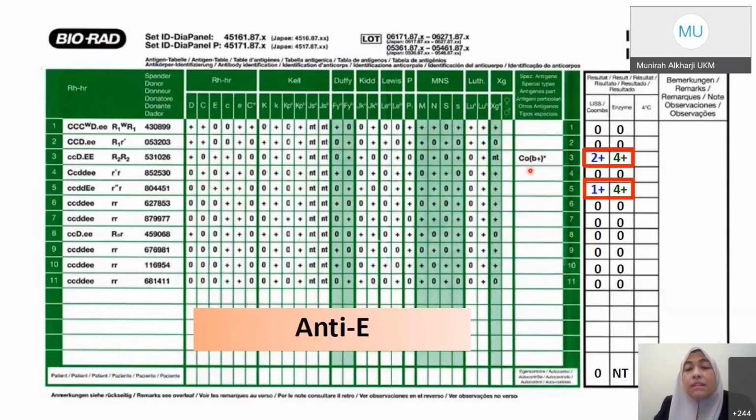So this is an example from our lab. By using the normal panel, the reaction is weaker, 2+ and 1+. When we proceed with the enzyme pepenase panel, the reaction becomes stronger, showing 4+ and 4+, and it is anti-BE. Okay.